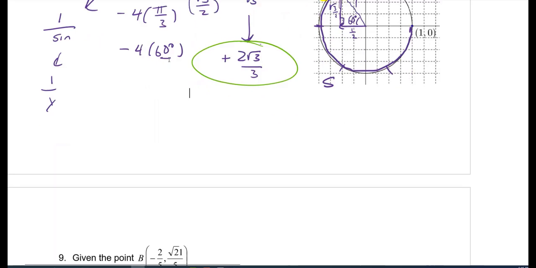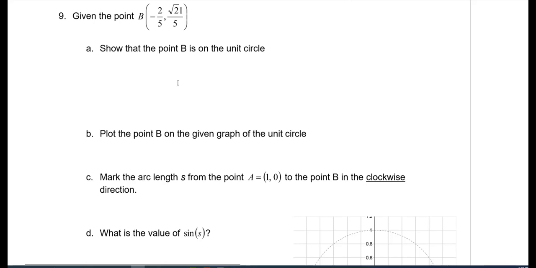All right, moving on to 9. To show this point is on the unit circle, the first thing you have to think about is what kind of number 2/5 is as a decimal. That's negative 0.4. If you think of 2/5 as 4 over 10, I think it's obvious that 4 over 10 is 0.4. So negative 2/5 is negative 0.4.